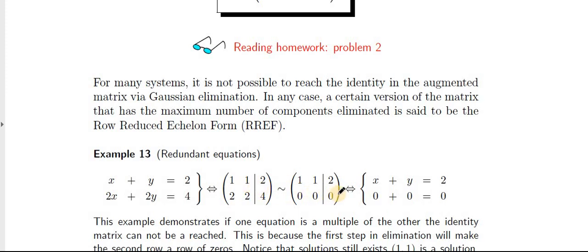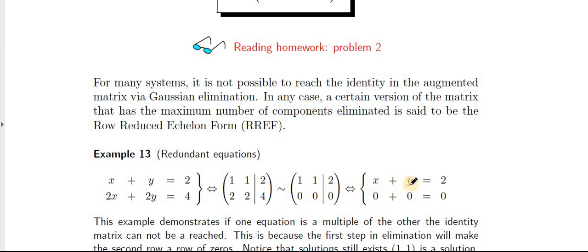zeros here. All right. Now you could say this is even simpler than an identity matrix. We can't eliminate this 1 here because there's nothing to eliminate it with. But we have made this entire row full of zeros. Okay, so we really can't go any farther. This just says x plus y equals 2. Can't reduce this system anymore.